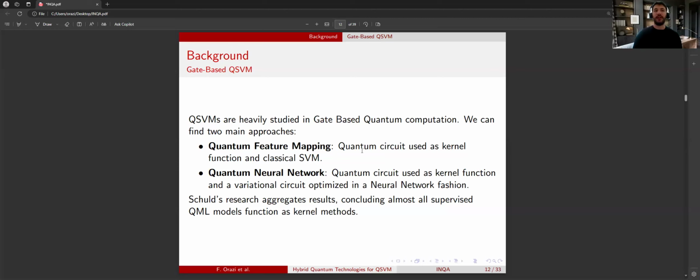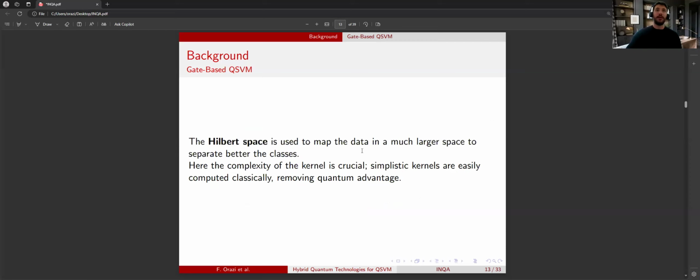One thing to notice is that in a very famous research from Schuld of a couple of years ago, if I remember correctly, the authors concluded that almost all supervised quantum machine learning models on gate-based computation function as kernel methods. They are virtually the same thing as kernel methods. As I said before, the Hilbert space is what grants us advantage in our kernel methods, but the complexity of the actual circuit is very important to gain quantum advantage.